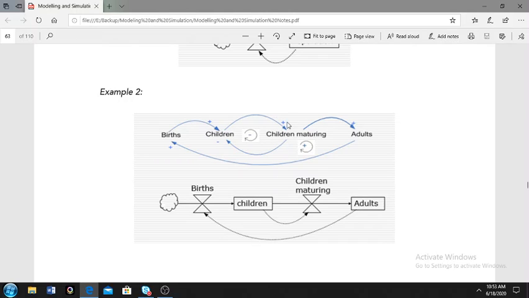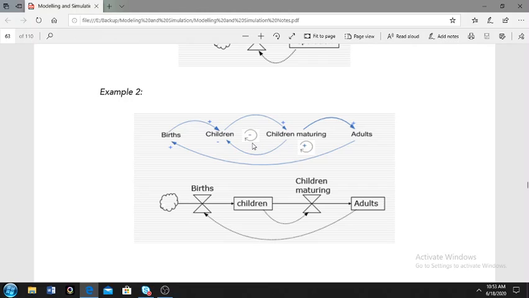Now this one here is balancing, because the more we have children, the more we have children maturity, and the more we have children maturity, the less we have children. So it is balancing. Now, how do you translate it?